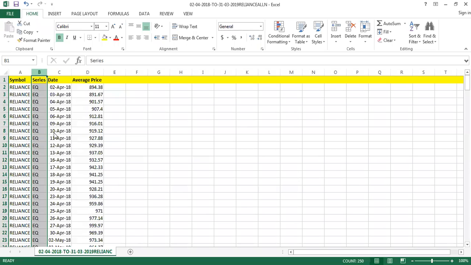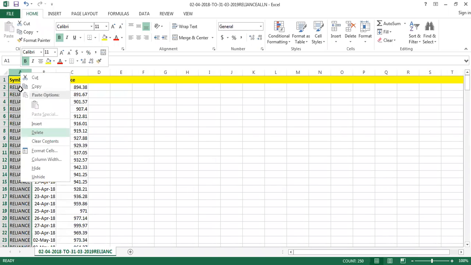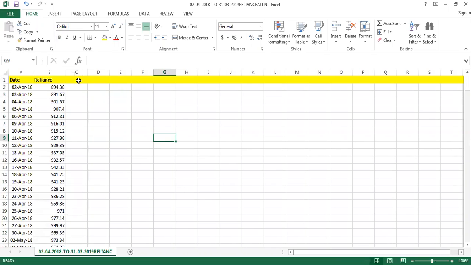And I know this is equity. There is no need for me to write equity. I know this is the average price of Reliance. So I'll write down Reliance and I will delete this particular symbol. So as on this day, I get the price of Reliance.